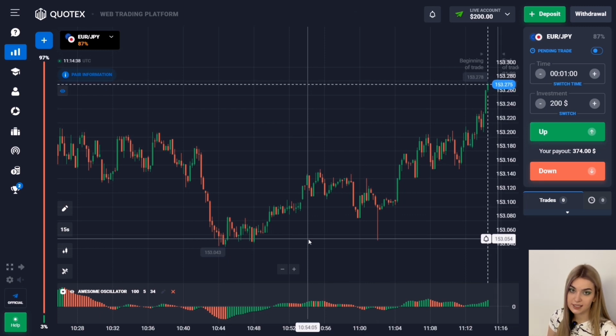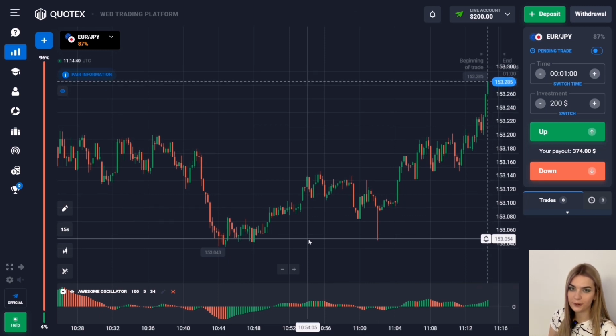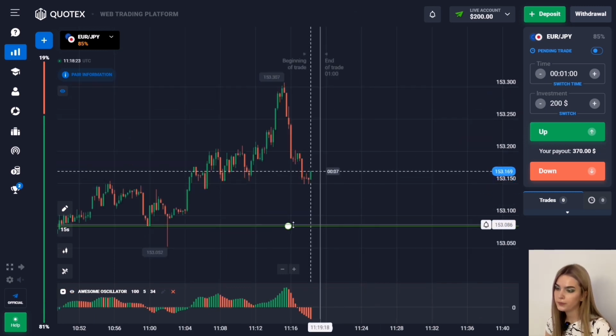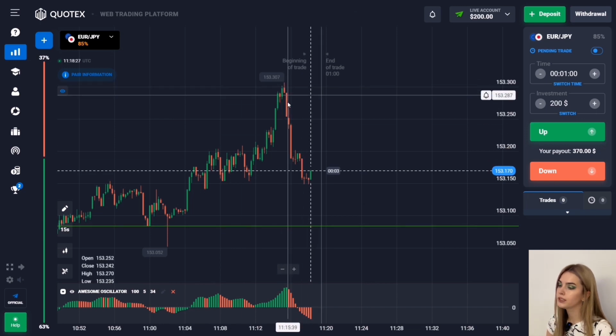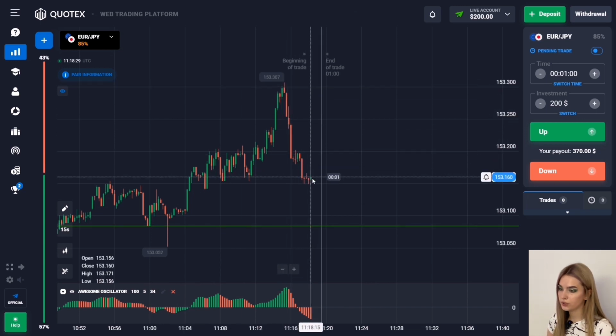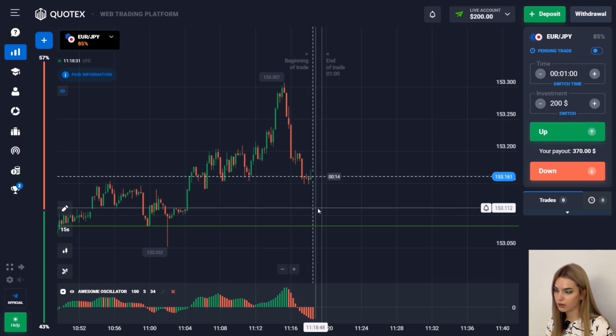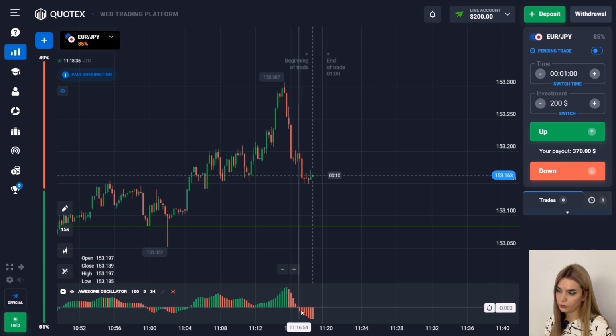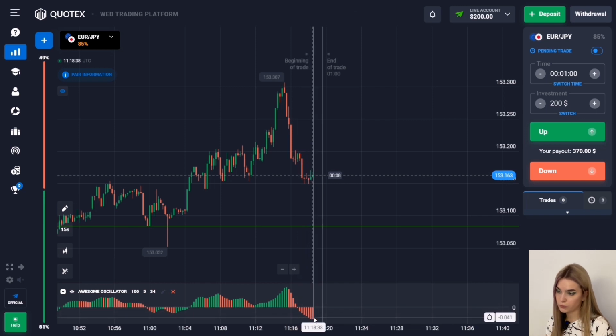So guys, let's get started and find the first entry point. Here we have a level of support at the bottom. We also see there is a downward movement at the moment. The price is moving down quite confidently. Also, at the same time, we see that a red histogram is formed, and this means that volumes are growing for going down. In the near future, the price will move down.